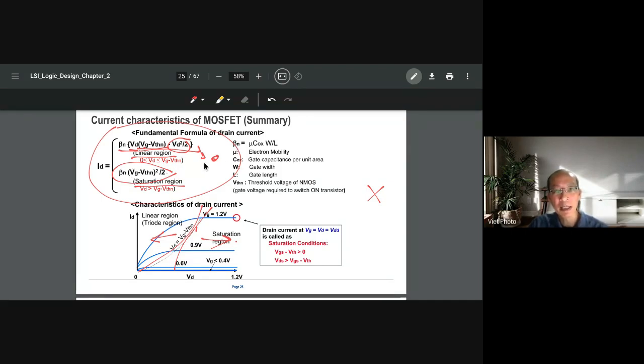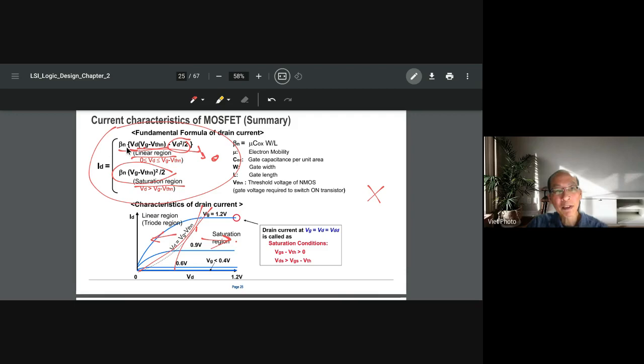Then in the linear region, VDD is constant in the circuit. In the device, when you have a chip on the board, it will be like 1 volt or something. That voltage is constant. Because it's constant, the current basically depends on the VG, so it's linear. That's why I call IDS linear.